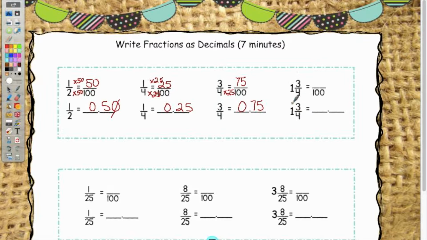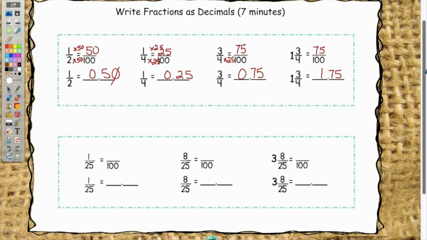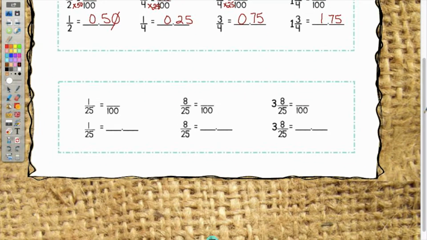Okay. Now, I notice my fraction is the same here. The only thing that's different is the whole number. So can I go ahead and write my fraction down and my decimal down? What do I do with the whole number? Put it in the ones place. Very good. You have a very good understanding of decimal place values, so I think this is going to be simple for you. Okay, so the next one.